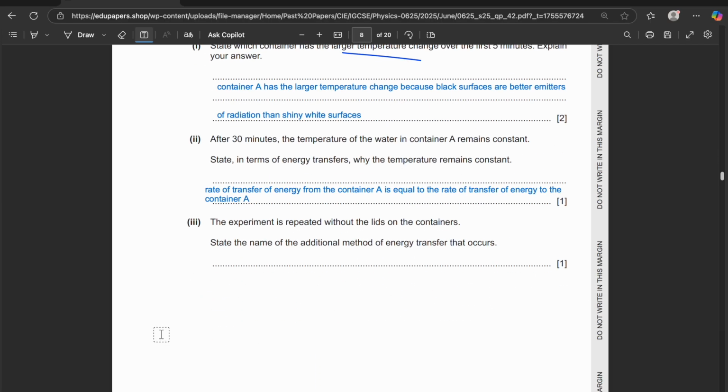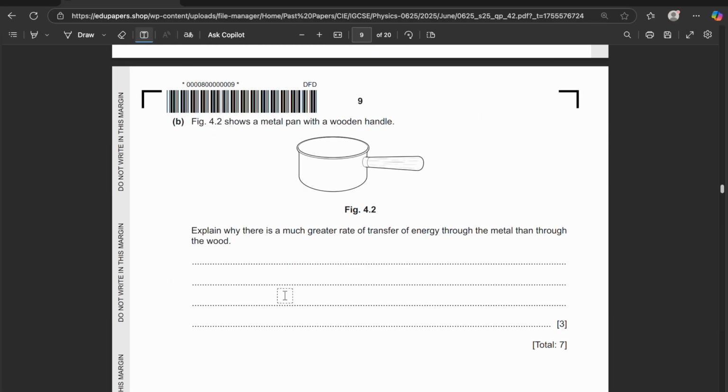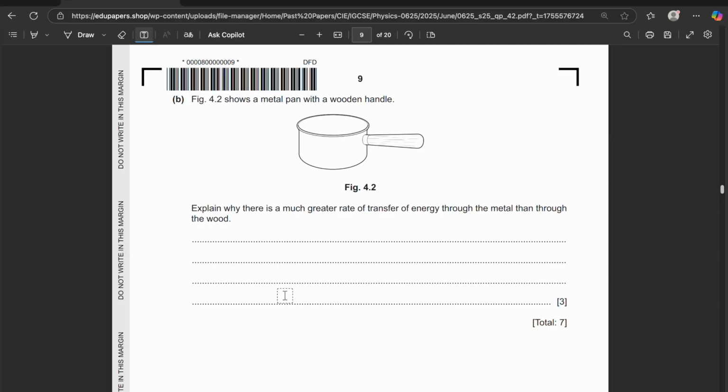Three, the experiment is repeated without the lids on the containers. State the name of the additional method of energy transfer that occurs. So without lids, heat will rise up and convection currents will happen. So convection.